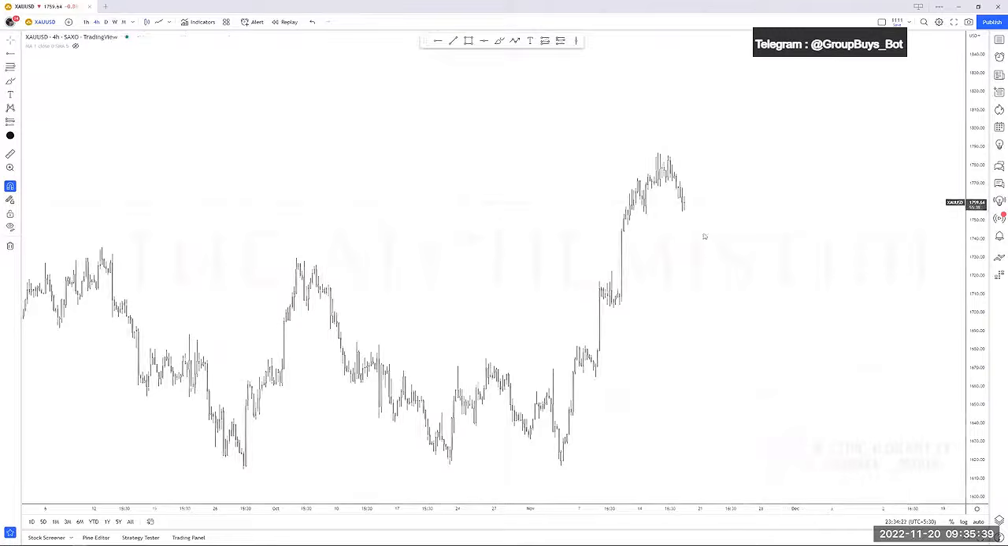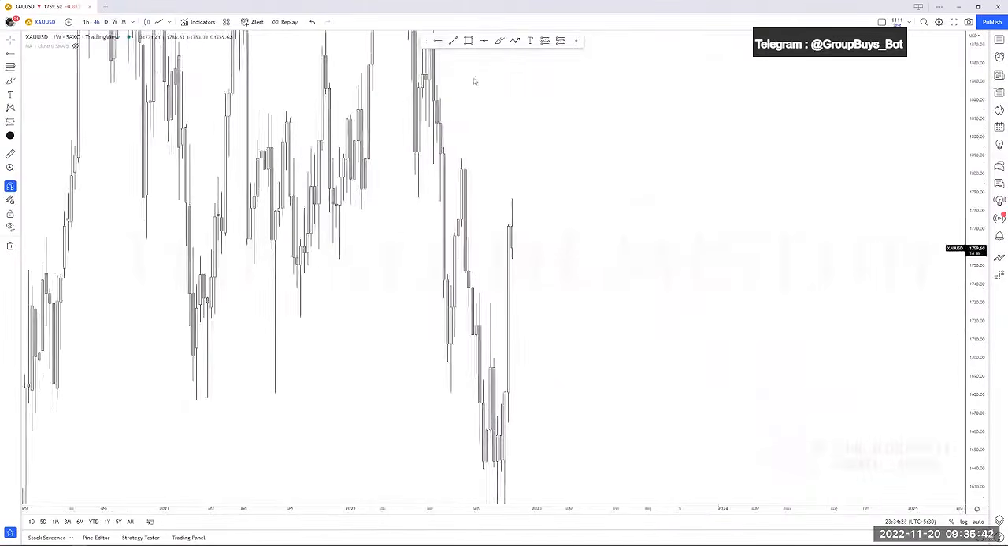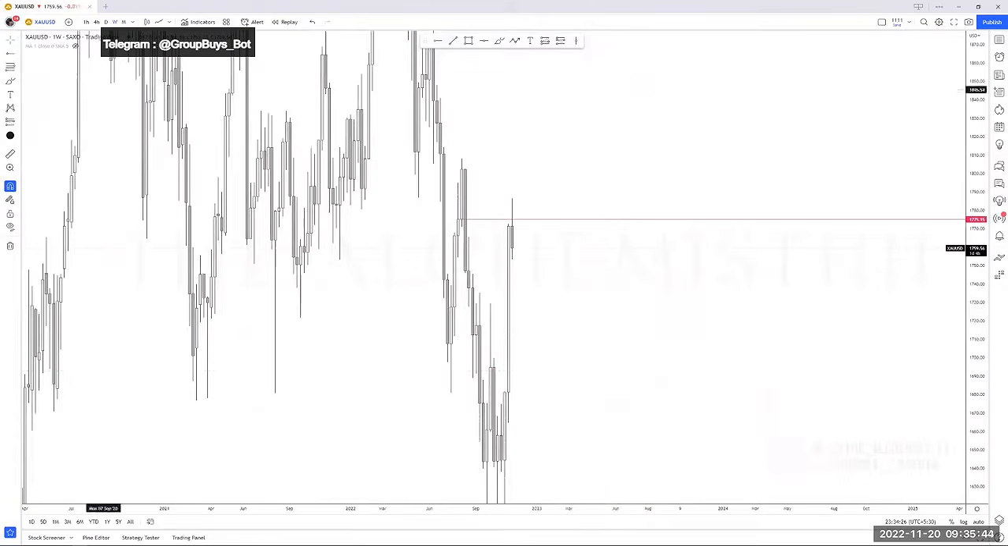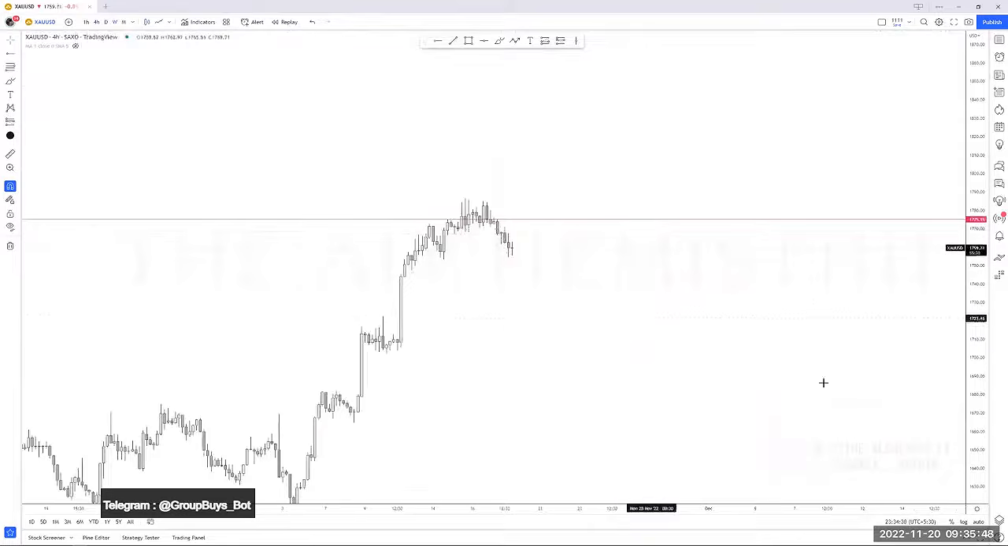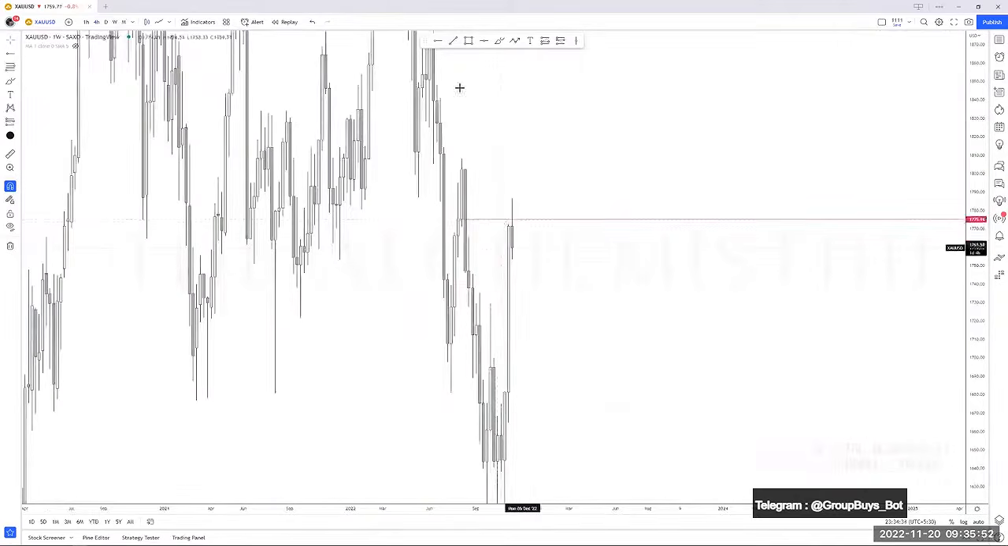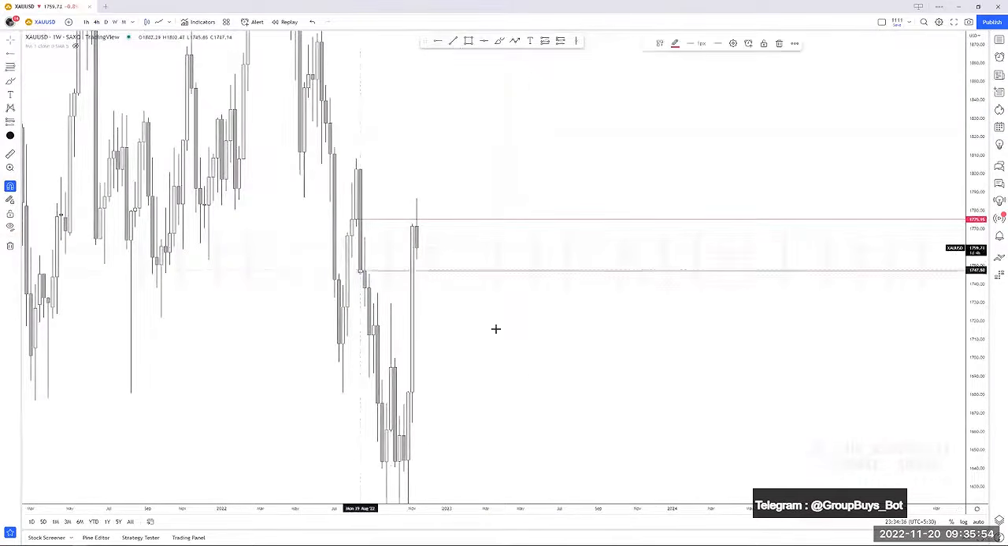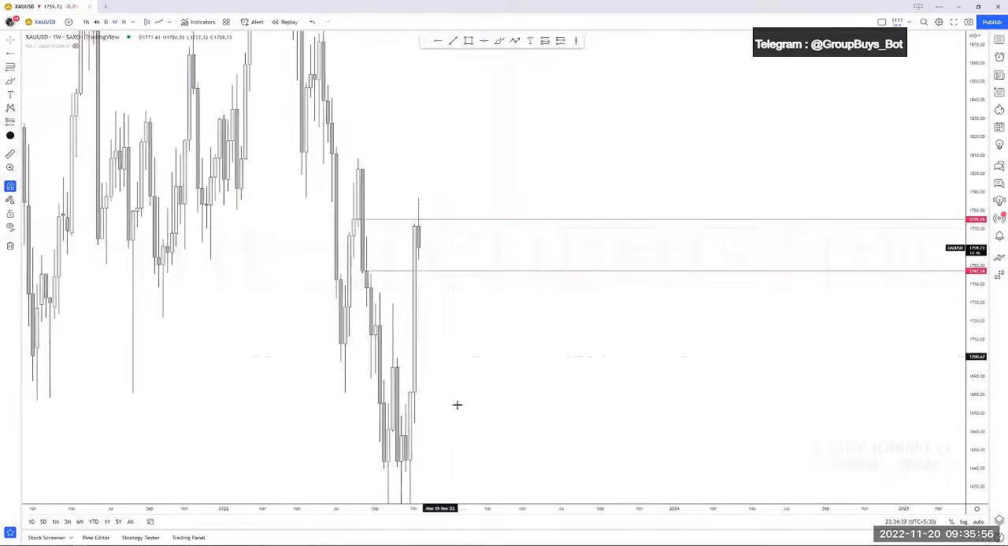Even right now, if the weekly closes below this, and our 4 hour has already broken structure, then tomorrow, which is a Friday, if Friday closes below this level, where is your next target? These levels, weekly to weekly.